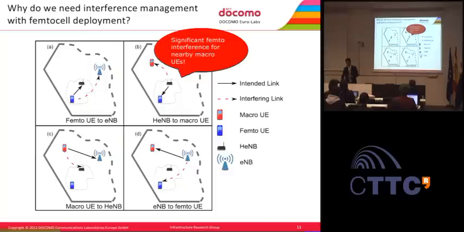And then we have, of course, the macro eNodeB to the femto UE problem. But we assume that the macro cell has priority. So for now, this shouldn't be a problem that we'll discuss. What we'll discuss is problem B, which is the home eNodeB to macro user interference.